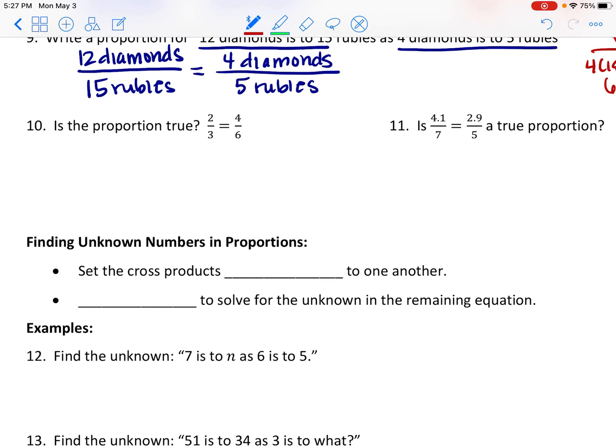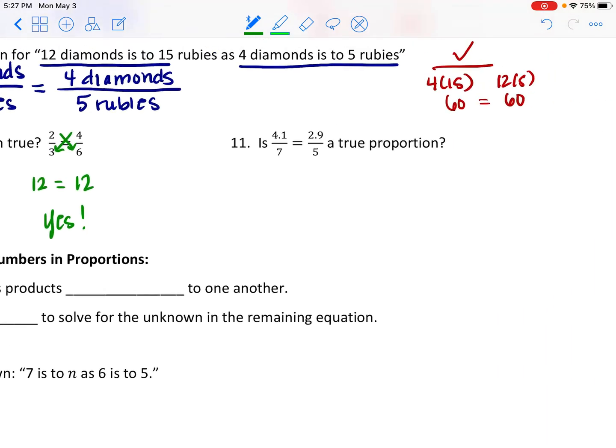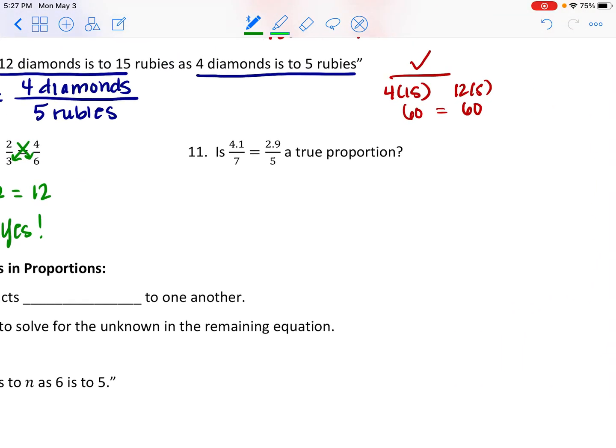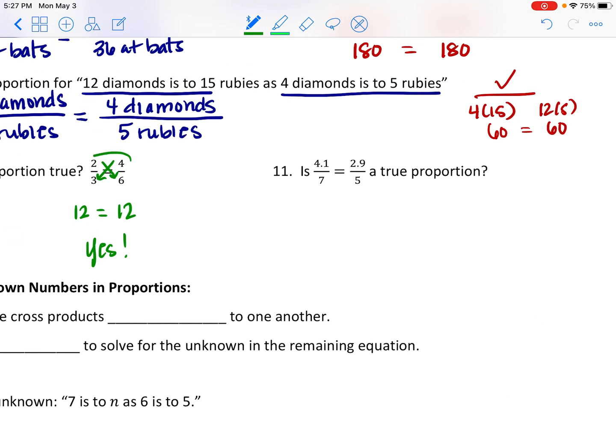Okay? Now, straightforward, are these true statements? Here's this proportion, is it true? If we cross multiply here, we get 12. If we cross multiply here, we get 12. Definitely equal. So yes. And then here, maybe not as obvious. Like, I can look at 2/3 and 4/6, and you're probably seeing it too. If you took 4/6 and reduced it, it would reduce down to 2/3, so it's pretty easy to see that those are going to be proportional.